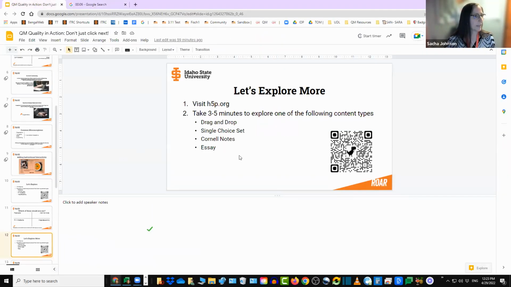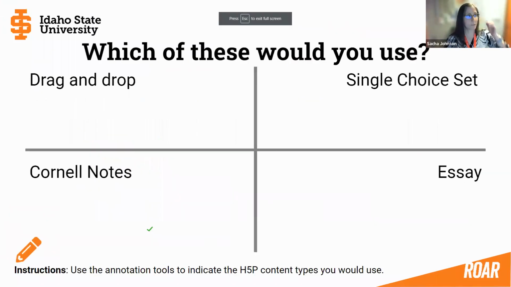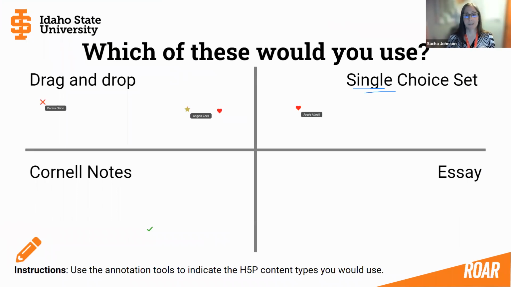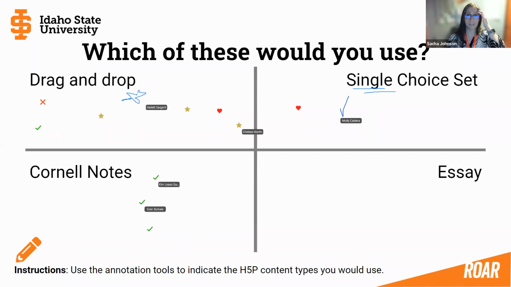And again, I'm just going to ask if you could see yourself using any of these H5Ps: the drag and drop, the single choice set, Cornell Notes, and essay. Cornell Notes, I think, is fairly new. And they always have new activities coming out, which is really nice. The drag and drop could be used to differentiate or classify examples. Again, you can get at the higher levels of Bloom's depending on what you're having them do.